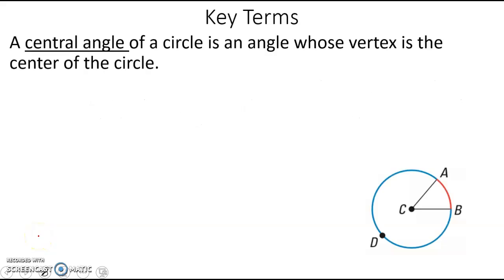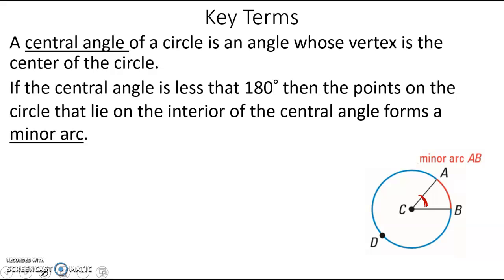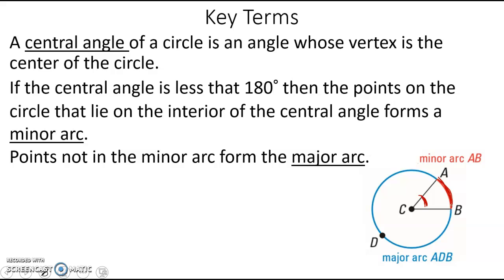A central angle of a circle is an angle whose vertex is in the center of the circle. So this central angle is right here. If the central angle is less than 180 degrees, then the points on the circle that lie on the interior of that central angle form a minor arc. So they're talking about these points right here. Points not in the minor arc are considered points in the major arc, so everywhere else in that blue area.